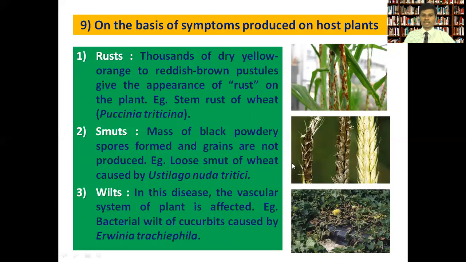Then wilt. In wilt disease, the vascular system gets affected by the pathogen. What happens in wilt disease? The water-conducting strand, that is the xylem, in the host plant gets clogged due to the accumulation of the mycelium of the pathogen, and due to the scarcity of water, the whole plant gets wilted or becomes dry.